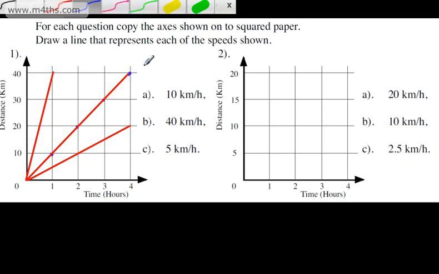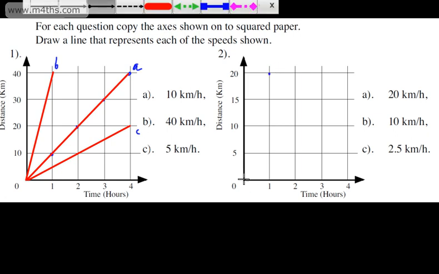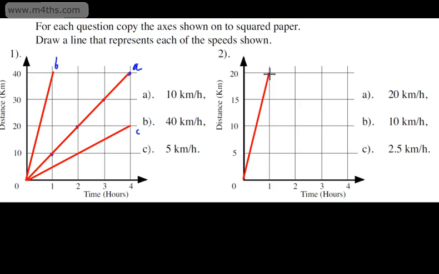So this one was A, so that is for 10. This one is for 40, which is B, and this one is 5, which is going to be C. 20 kilometres an hour. So if we think about this, after 1 hour we're going to be doing 20 kilometres, and that will look something like so. So let's go ahead and put the line up. So that's what we'd have, 20 kilometres an hour. 10 kilometres an hour we would have now just here. There's 10 kilometres after 1 hour, 20 kilometres after 2 hours.